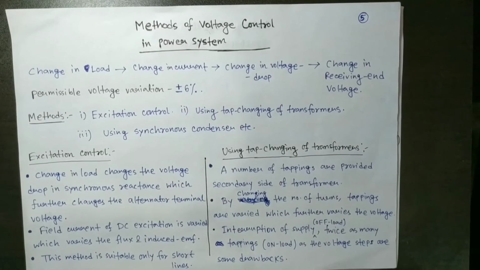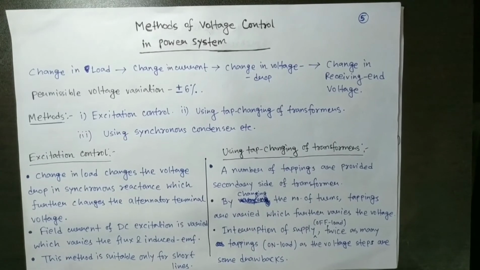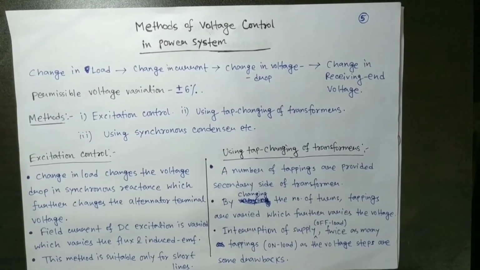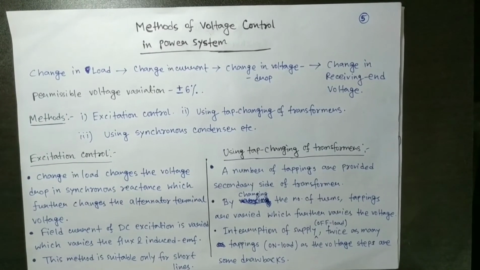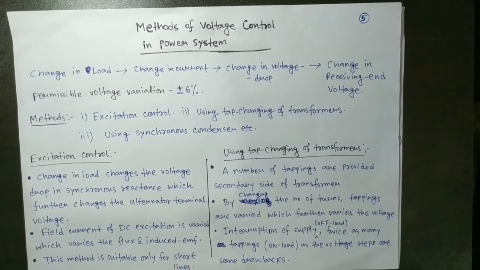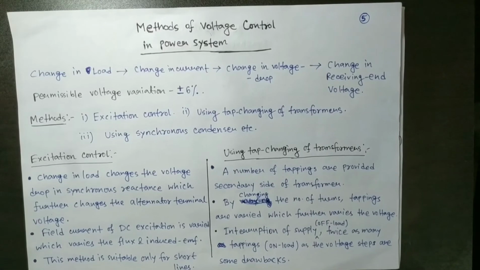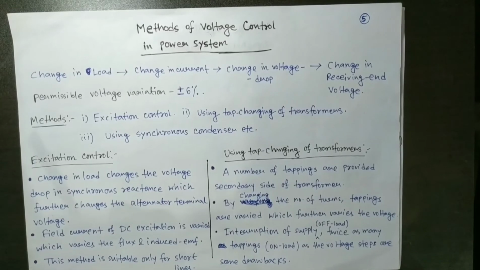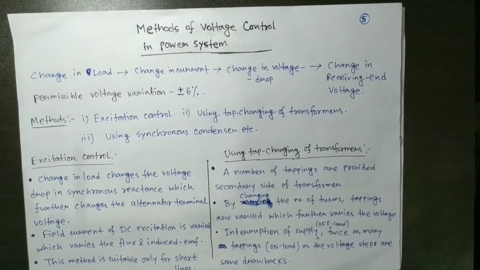But there are some difficulties or drawbacks, like this method is only suitable for short transmission lines. Why? Because in case of long transmission lines, during the journey from the sending end side to the receiving end side, due to the larger length of the transmission line, the voltage drop becomes very high. Okay, so here the voltage drop means the voltage drop that takes place in the transmission lines.